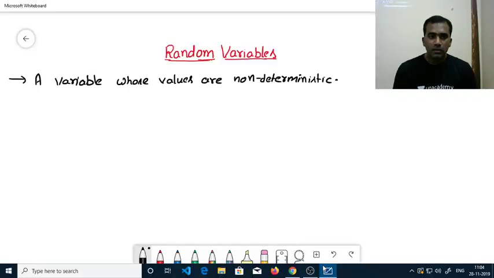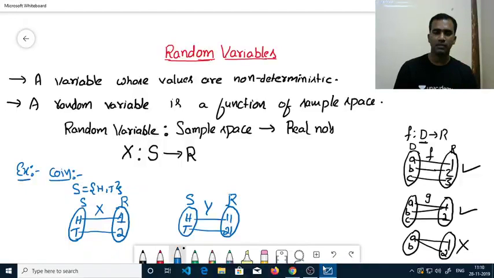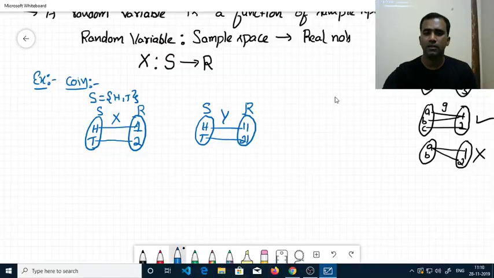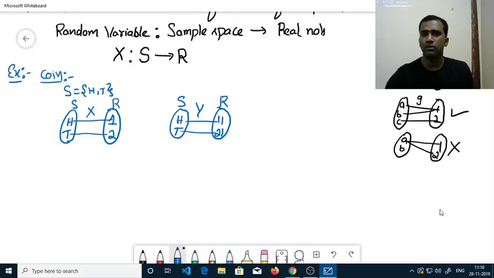So let us come to the mathematical meaning of a random variable. What is the mathematical definition of a random variable? A random variable is a function mapped onto some real numbers, right? Now let us understand this further. What is the meaning of this? This language we already know, right? So what is the meaning of this?